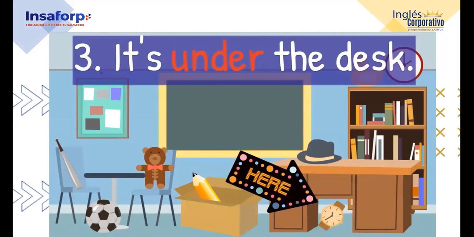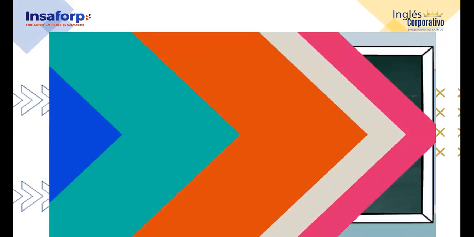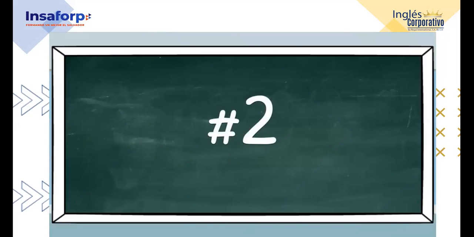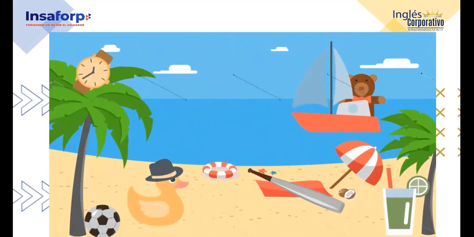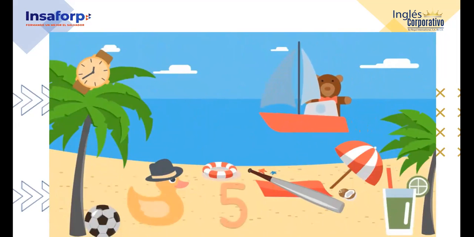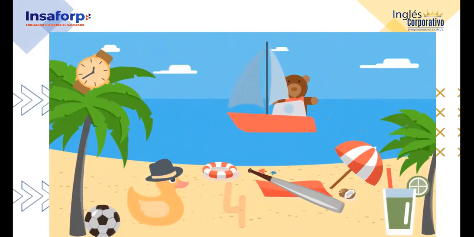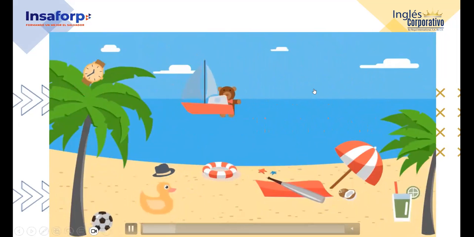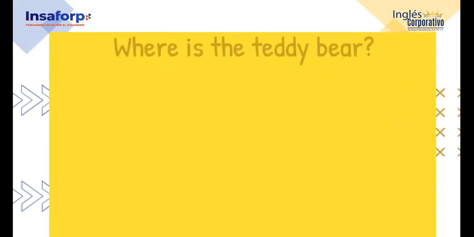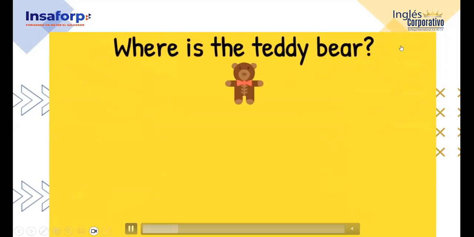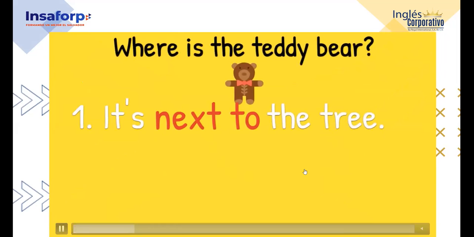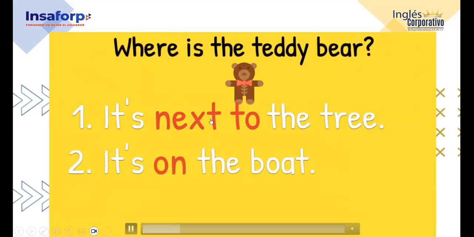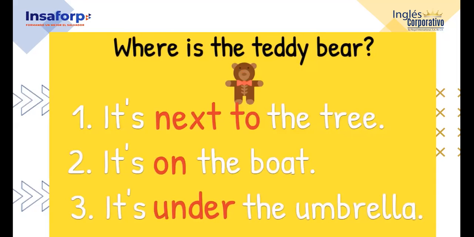There we have it. Number two. Look at the picture, okay? Look very carefully. Okay, next one. So, where is the teddy bear? Teddy bear, peluche, okay? And we have... Ah, okay. Can you read the options, please, with Ernesto? Please, so you can help me. You can help me, sorry.